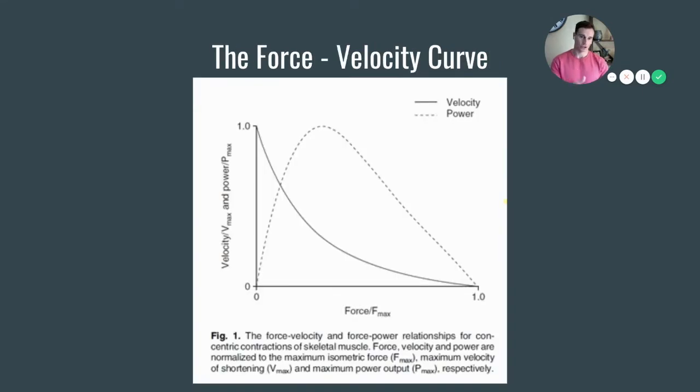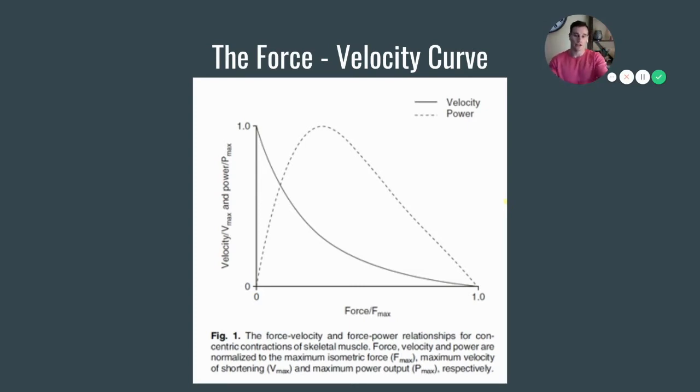So just to back up that point, this is a force velocity curve. You can see you've got velocity and you've got force. When you look at that curve, towards the top left, velocity is highest and force is lowest, and where force is highest, velocity is lowest. And then you've got that dotted curve there, which is power.